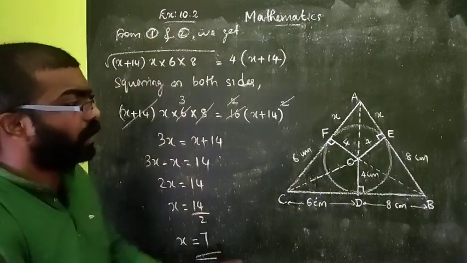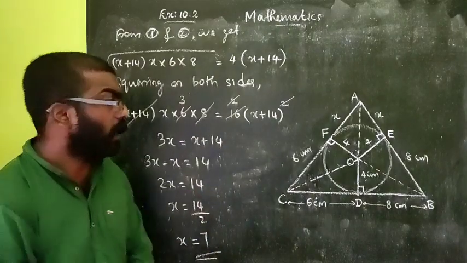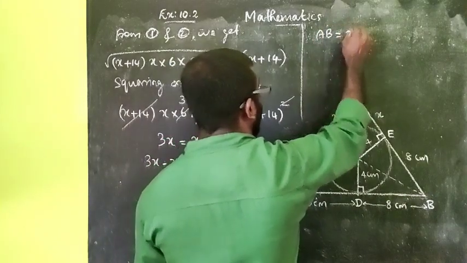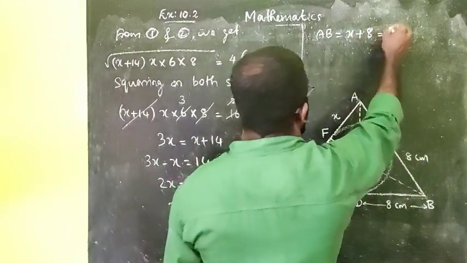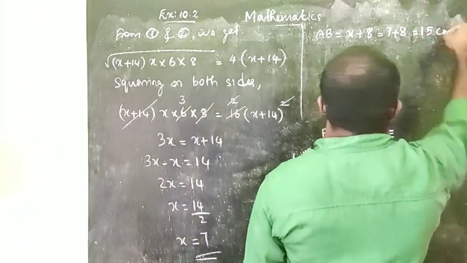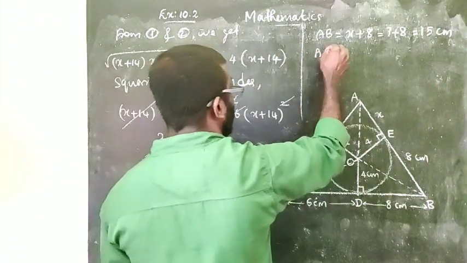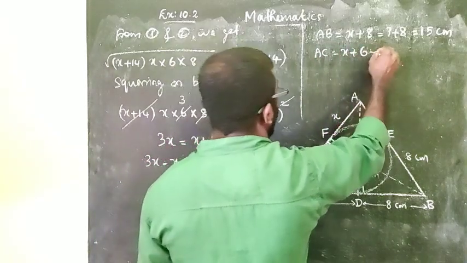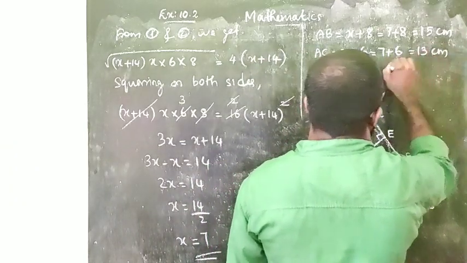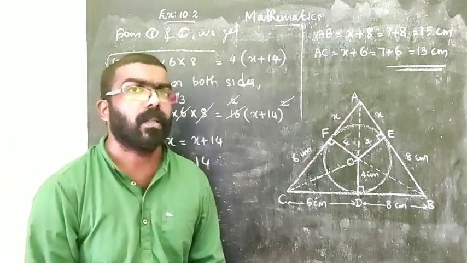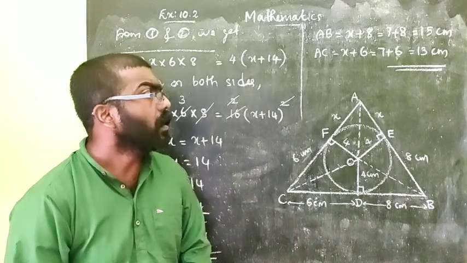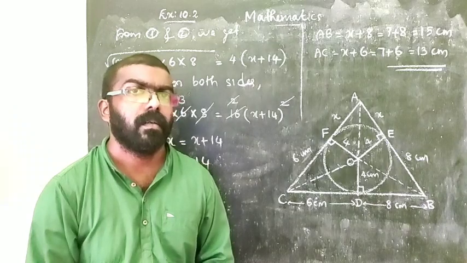Now we can easily find the values of AB and AC. AB is equal to x plus 8. Here 7 plus 8, which gives 15 centimeter. And AC is equal to x plus 6. Here 7 plus 6, which is equal to 13 centimeter. So these are the lengths of the sides AB and AC. AB 15 centimeter, AC 13 centimeter. Okay.